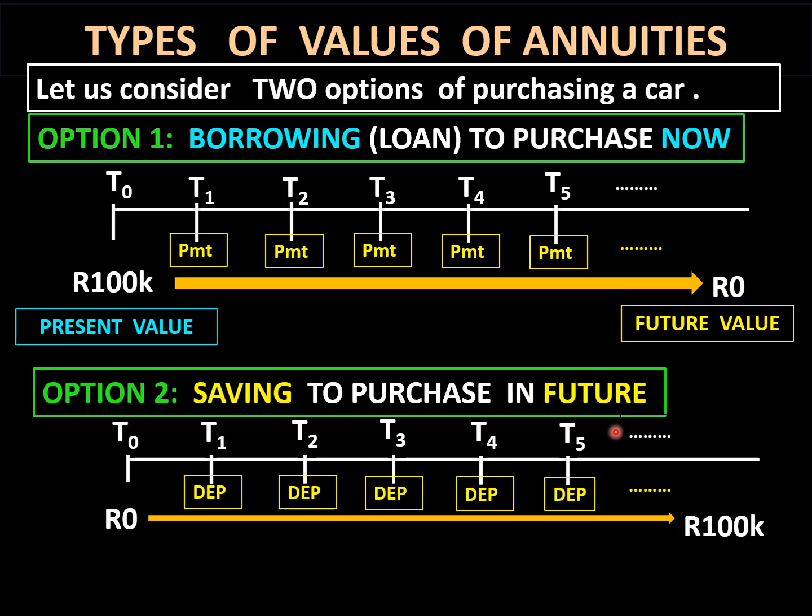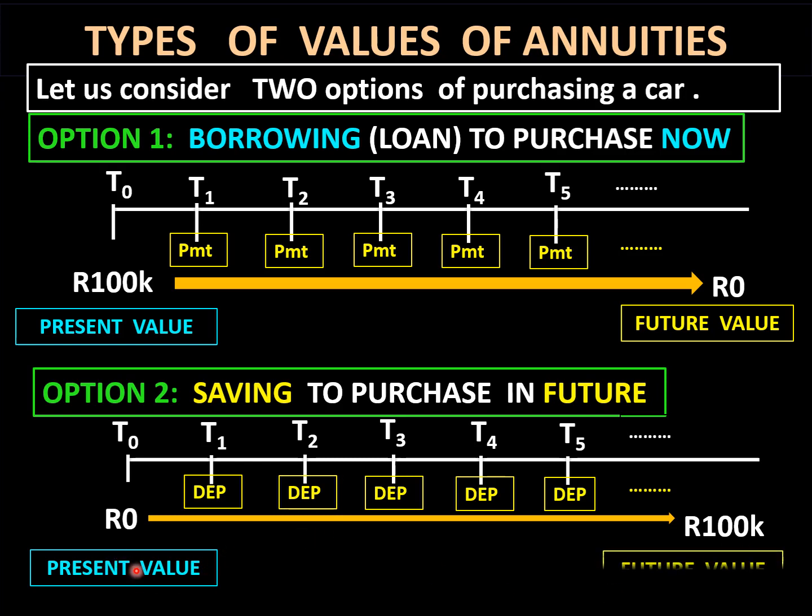So eventually this 0 rand, with all the deposits, has grown, and let's say it grew to an amount of 100,000. Now this 0 here, presently it is worth nothing. But after all the deposits, this 100,000 is the value in the future. So in this case, we start with a high value and end up with 0. Here you start with 0 and you end up with a large amount.